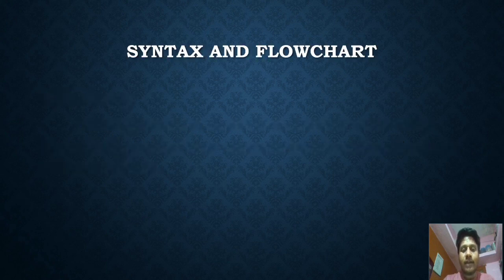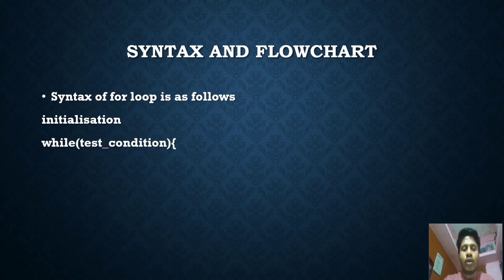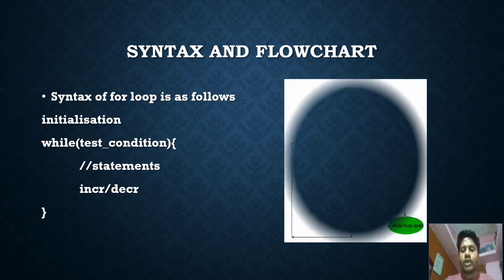So the syntax and the flowchart is as given here. So first step is initialization. Then you're going to write while. The condition you're going to write inside the parenthesis. And inside the while statement, you're going to write the statements, then the update statement, that is either increment or decrement, then closing brace. Okay, flowchart we will see.